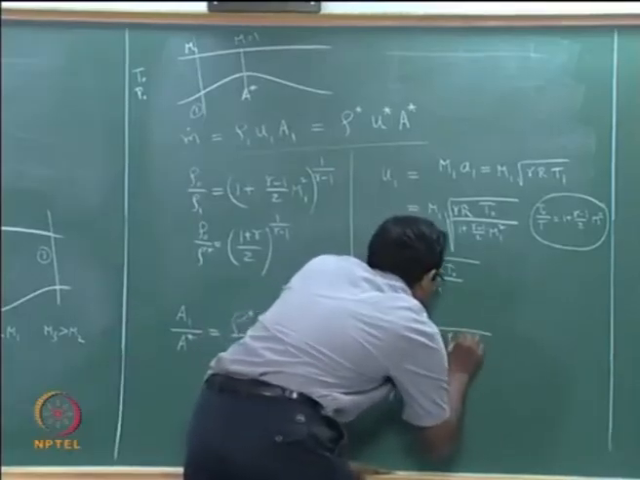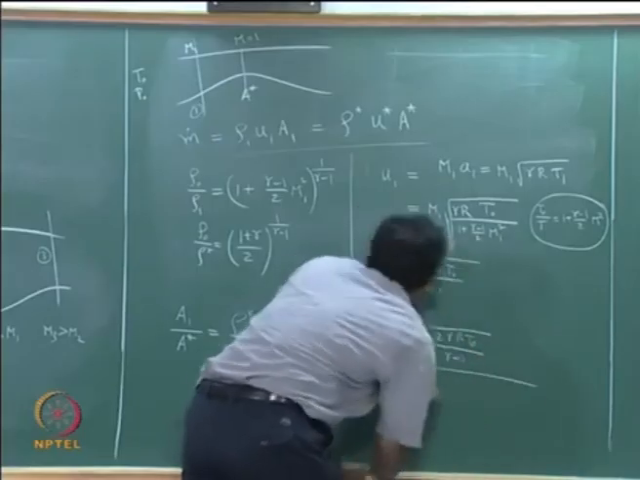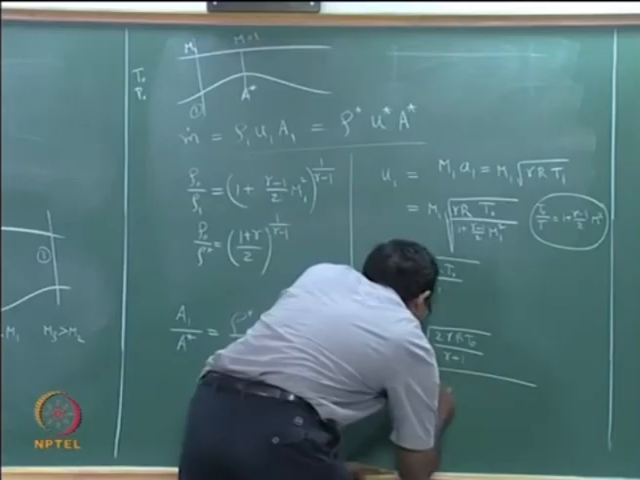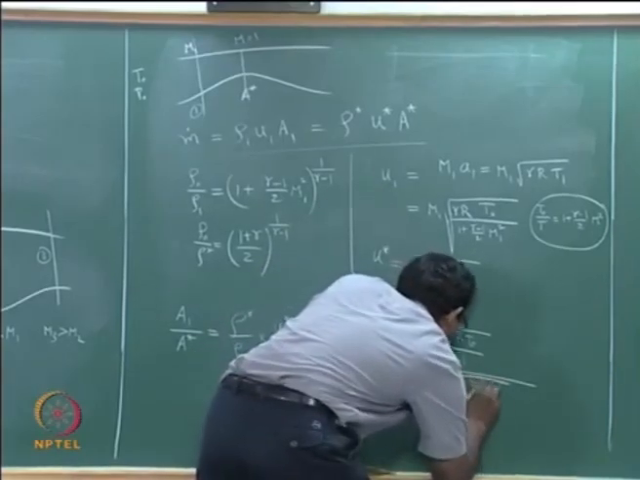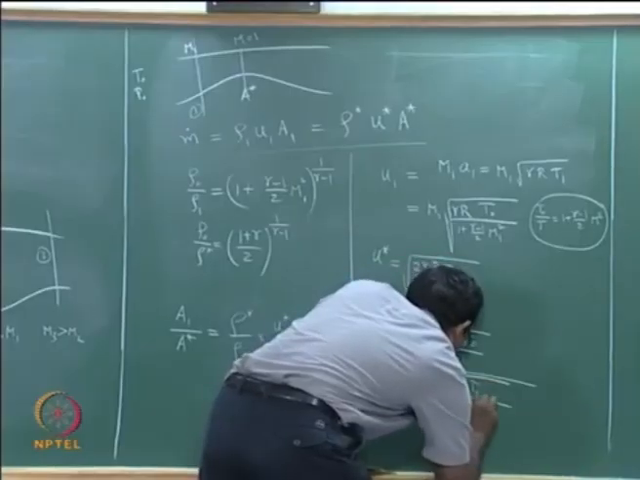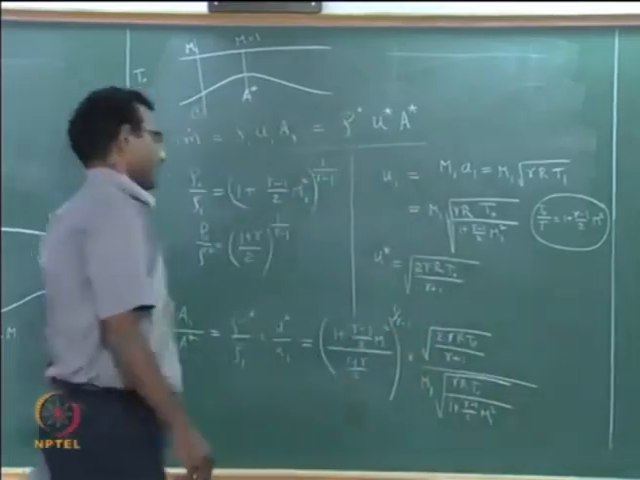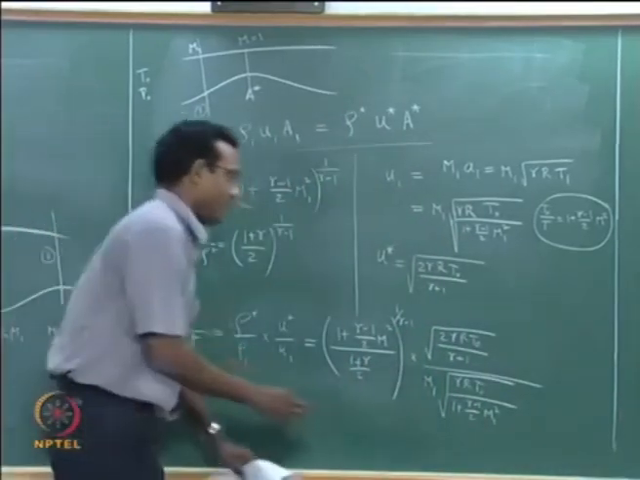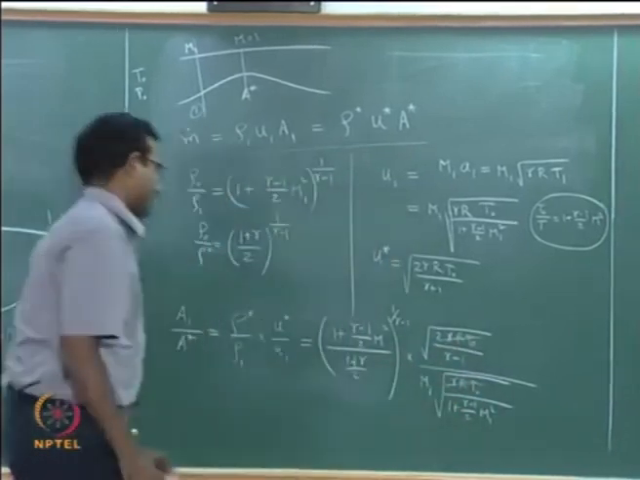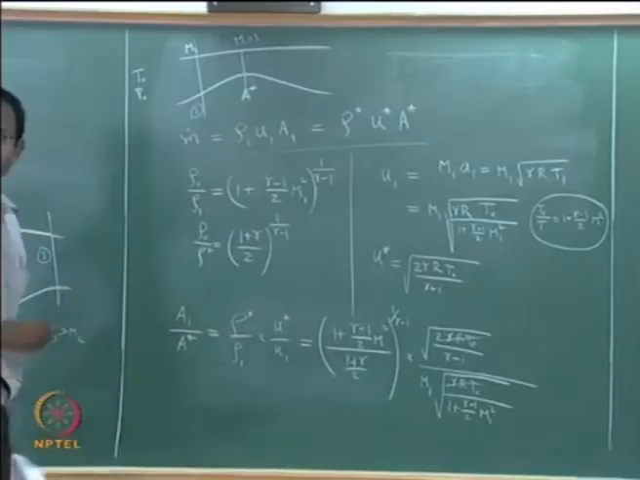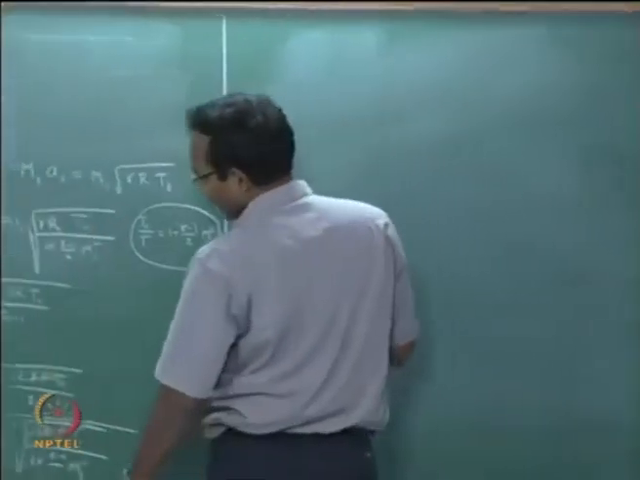Square root of 2 gamma r t naught by gamma plus 1, divided by m1 times square root of gamma r t naught by 1 plus gamma minus 1 by 2 m1 square. This is what I have. Now of course I can directly cancel gamma r t naught with gamma r t naught. I am going to get something like this. Now I just have to simplify this whole thing.